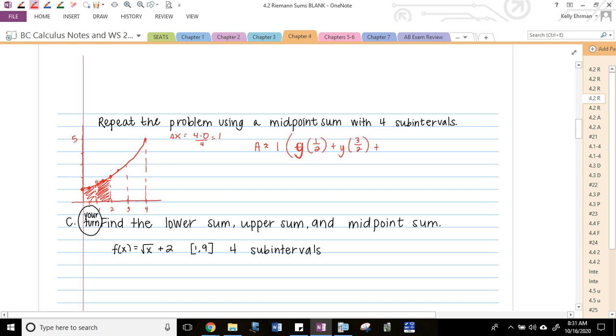Plus the next one would be at 2.5. So y of 5 over 2. And our final rectangle will be at 3.5. So that's y of 7/2. So you need to plug these fractions in. Again, in interest of time, I've gone ahead and done this ahead of time. So I'm going to drop the 1. 1/2 should have become 17/16 plus 25/16 plus 41/16 plus 65/16.